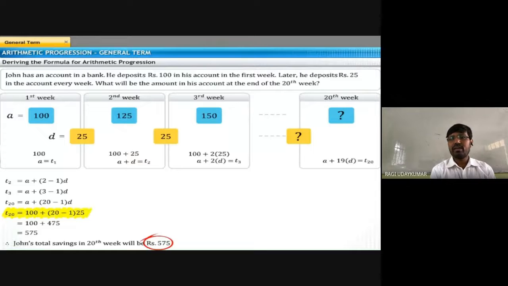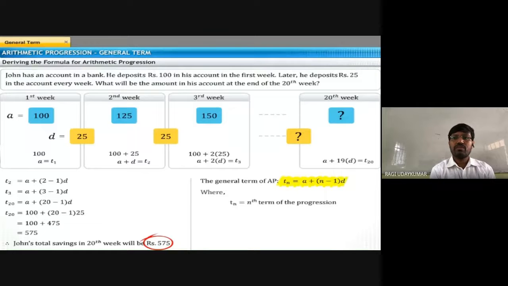In the same way, the 20th term means a plus 20 minus 1 into d. Then the general term, the nth term, means a plus n minus 1 into d. Here Tn is nothing but the nth term of the arithmetic progression. In your textbook, it is mentioned as an. An or Tn, both are the same. A is called the first term and d is called the common difference.